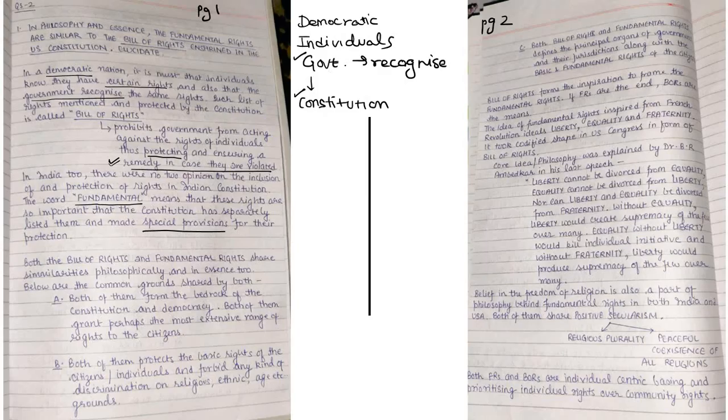Okay, now we will explain what is the similarity between fundamental rights and the Bill of Rights. Both the Bill of Rights and fundamental rights share similarities philosophically and in essence. Below are the common grounds shared by them.